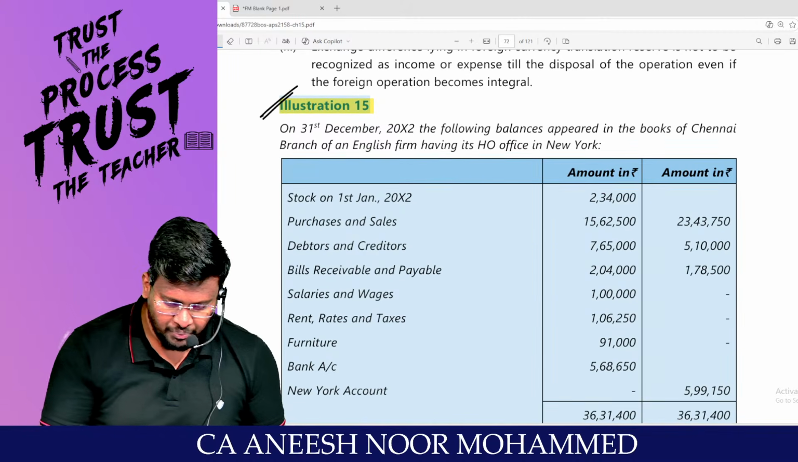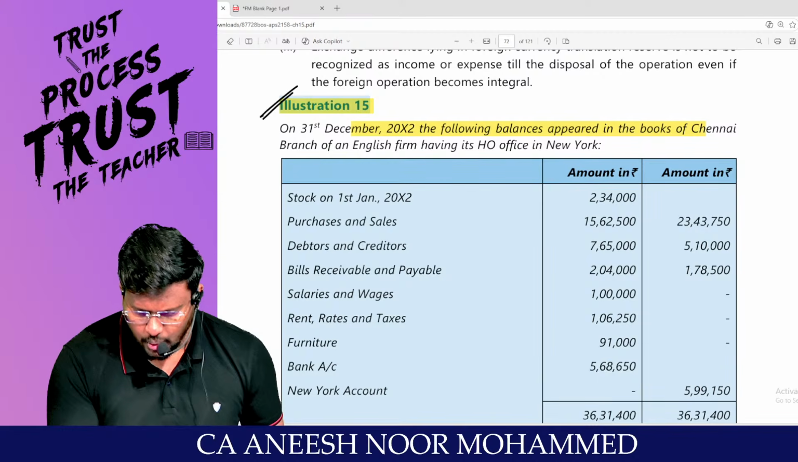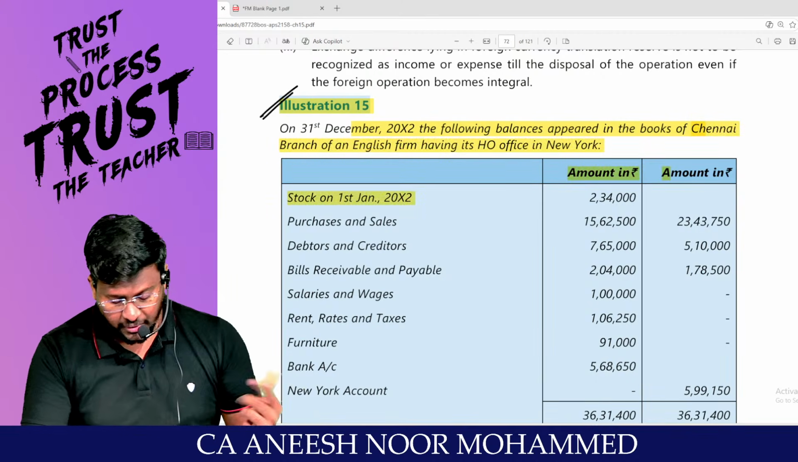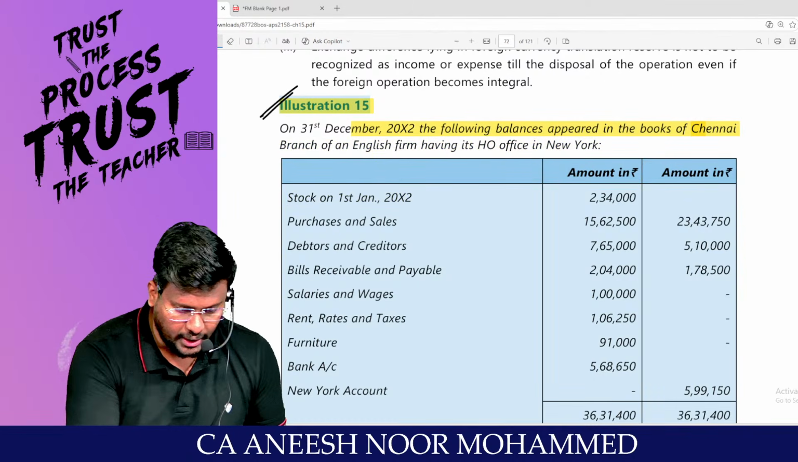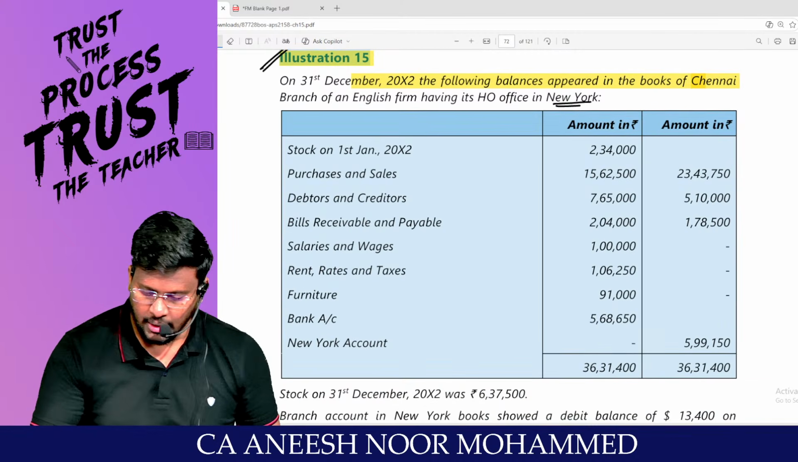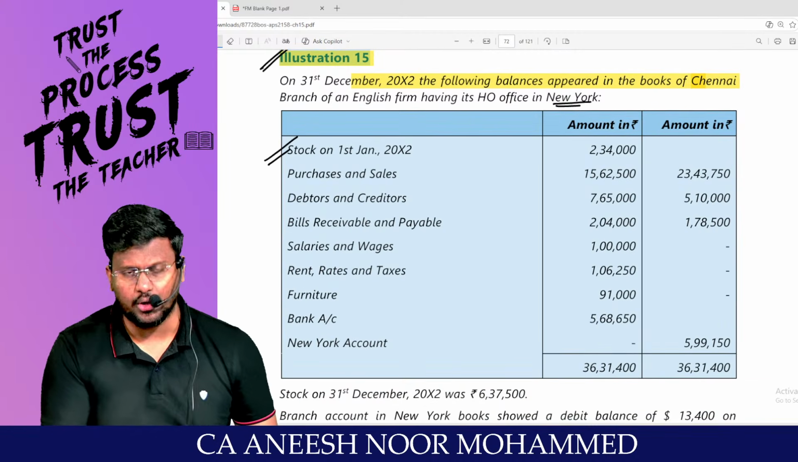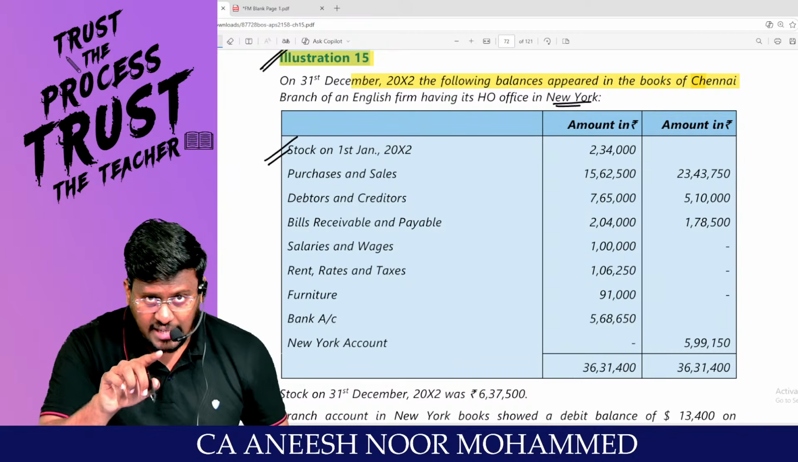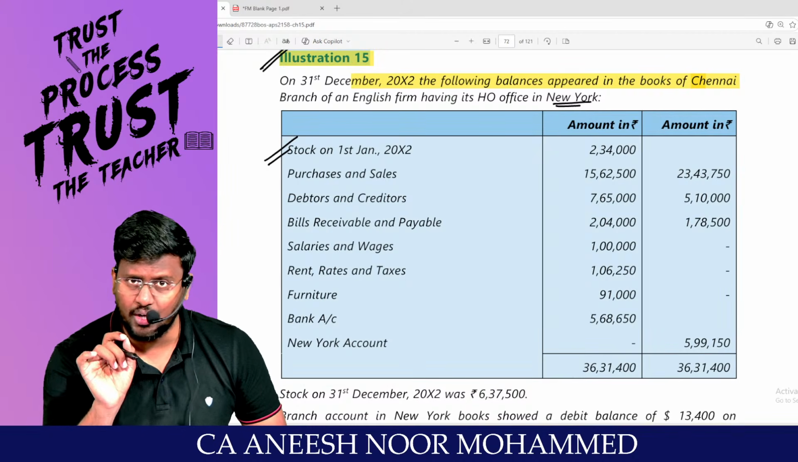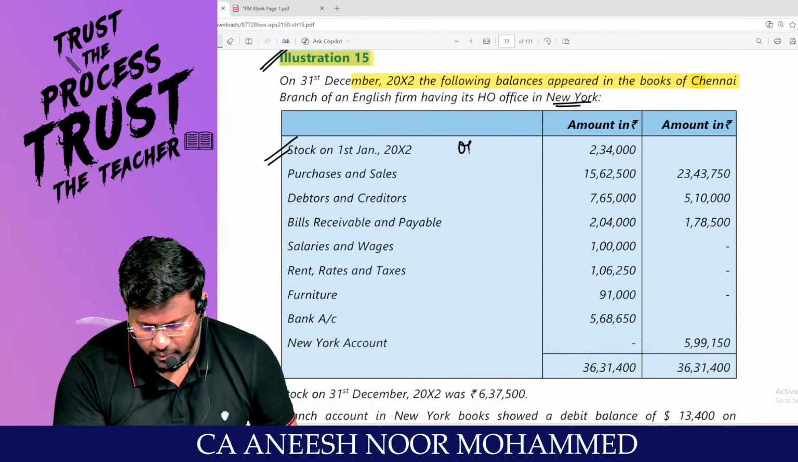On 31st December 2022, the following balances appear in the books of Chennai branch of an English firm having its head office in New York. Head office is situated in New York. Stock, they have given opening stock. Last year's closing stock will be the opening stock. So closing stock should be valued at closing rate, and opening stock should be valued at opening rate.